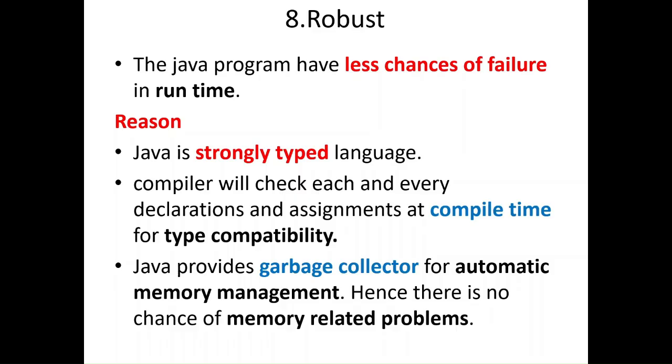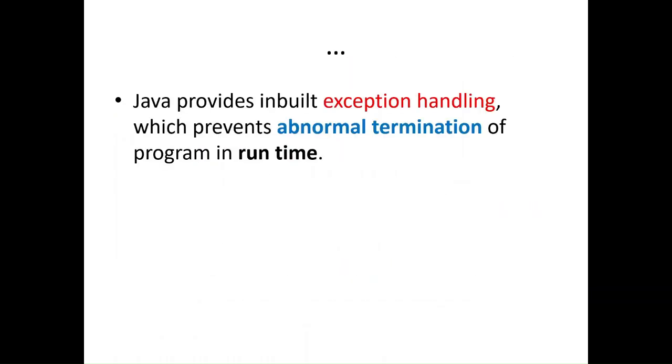And also Java has a garbage collector for memory management. Once a variable is declared and utilized, later on that variable has to be removed from the memory. This is done automatically with the help of the garbage collector in Java. So memory-related problems will not be there. That's why you can say it's robust. And Java provides an inbuilt exception handling mechanism, so abnormal termination of the program at runtime will not happen because of exception handling. You would have learned this in C++. It is the same exception handling here also.